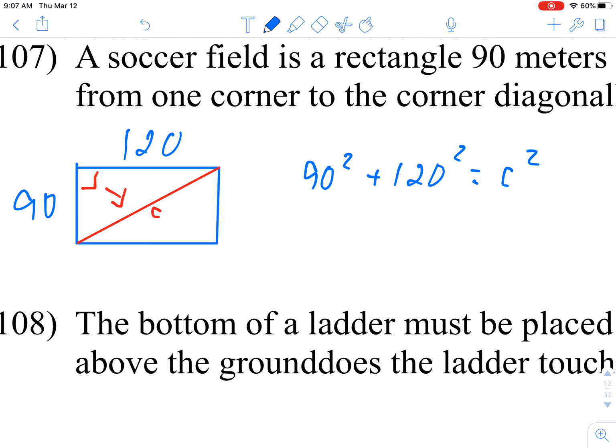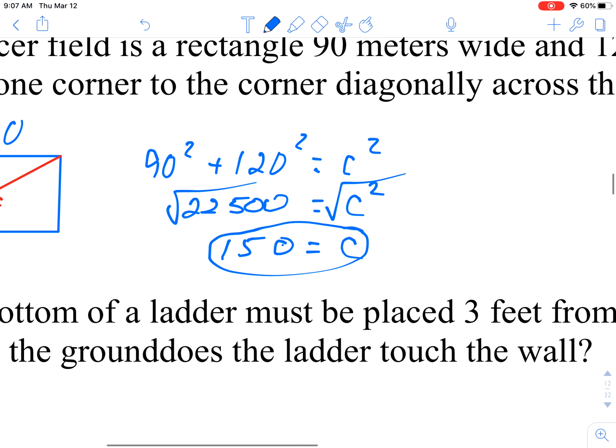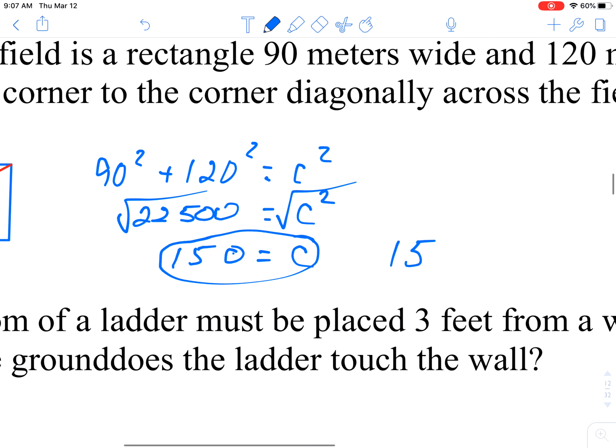So we got 22,500 is equal to C squared. We're going to do the square root. We find out that 150 is equal to C. And so this is your answer. However, it's probably going to want your answer to say 150 meters.